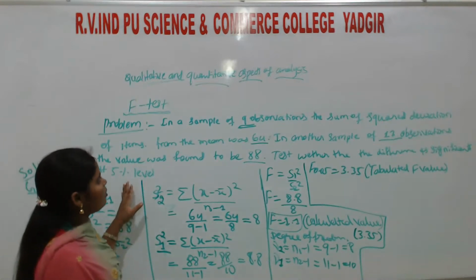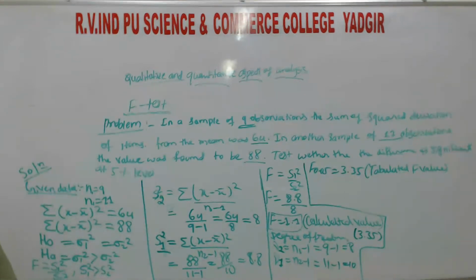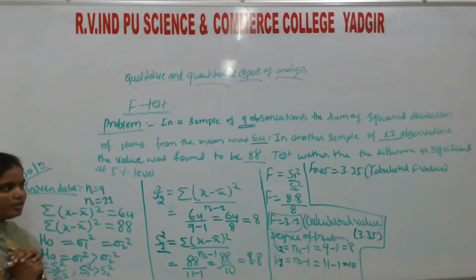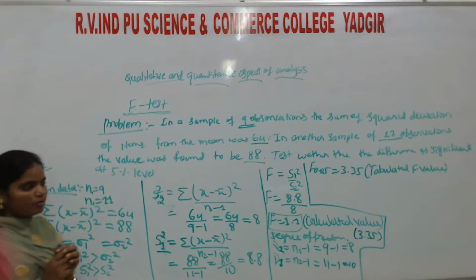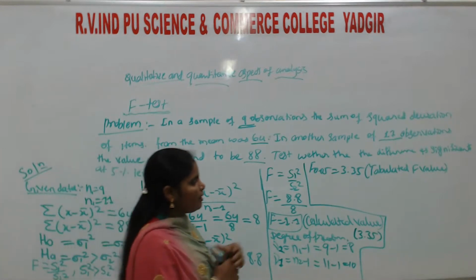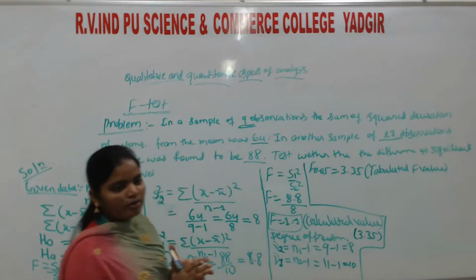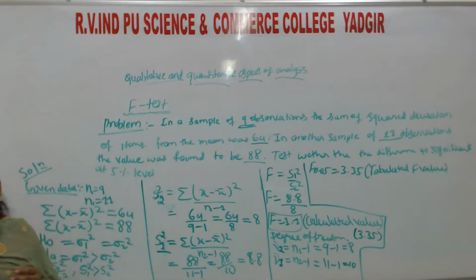This is the problem. Here the final conclusion is that the calculated F value is smaller than the tabulated F value, so the null hypothesis is accepted. I will stop here and continue the remaining problems next time.